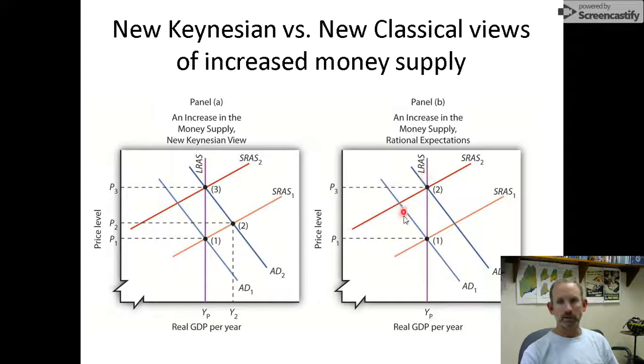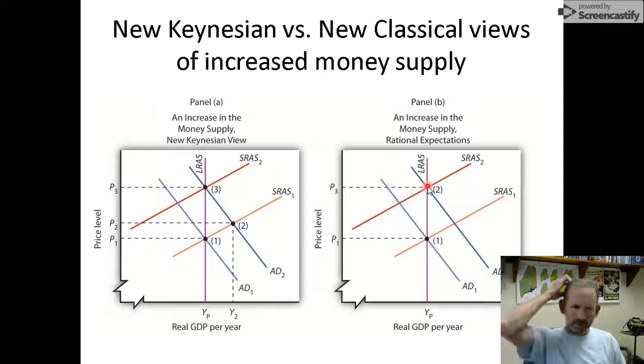In the new classical view, remember their key contribution is this idea of rational expectations. What they say is if the government increases the money supply, instead of moving out here, the rational expectations theory says that whatever the government does to affect the economy will instantly be perfectly understood by everyone in the economy, and they'll just adjust their expectations accordingly. So we never move here, we move straight up here. They're saying that all increasing the money supply does is cause inflation. I find that hard to believe.